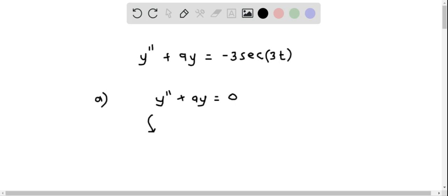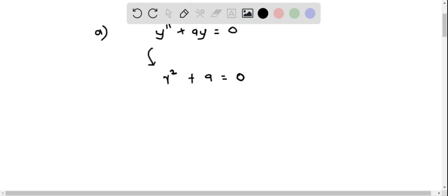The characteristic equation is, we replace y double prime by r squared, r squared plus 9 equals 0. So let's solve this equation. r squared equals negative 9. Then we have to find all the roots, so we take the square root on both sides. Therefore r equals the square root of negative 9.